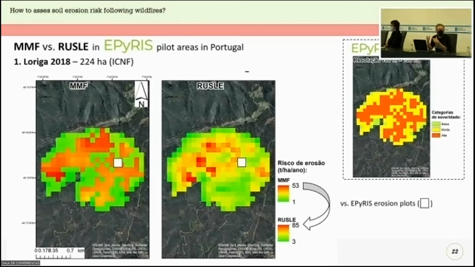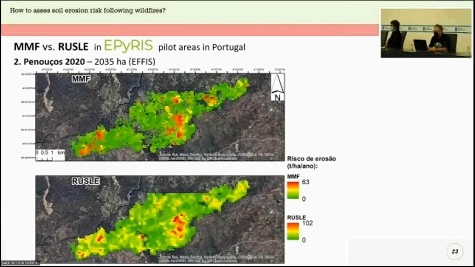We measure erosion to make sure that we can validate if the prediction of the model more or less is in agreement with our observations. Now, this is a map from another area that burned in 2020. This was already a big burned area. And now if we look again at the values of the two models, we can see that MMF gives much lower values than Roesler in terms of maximum values.